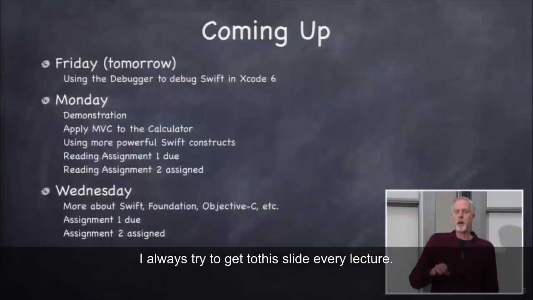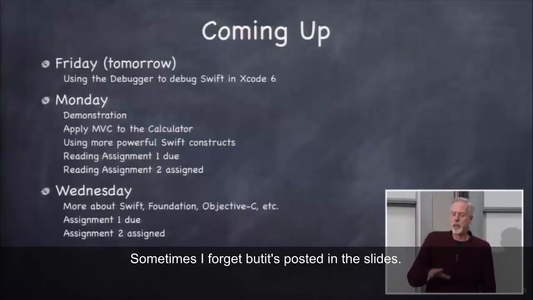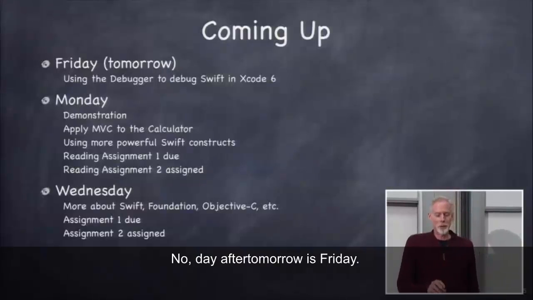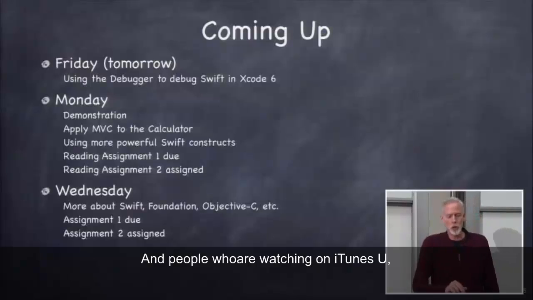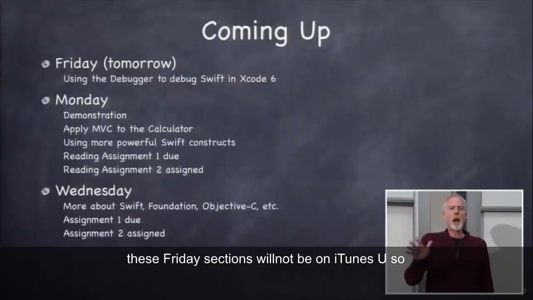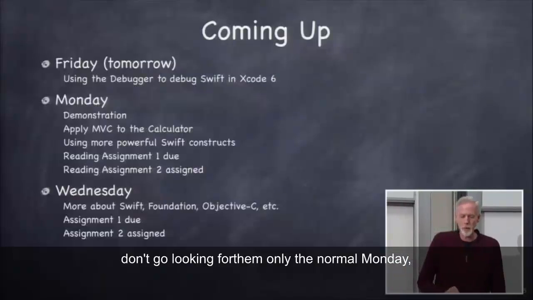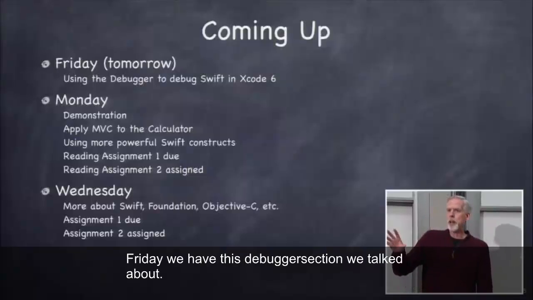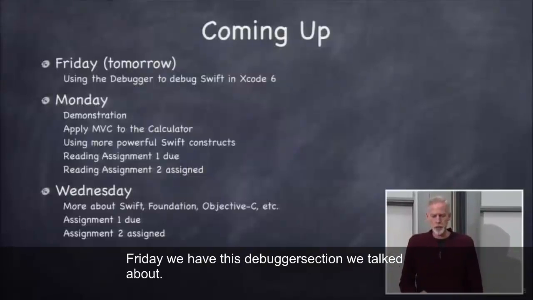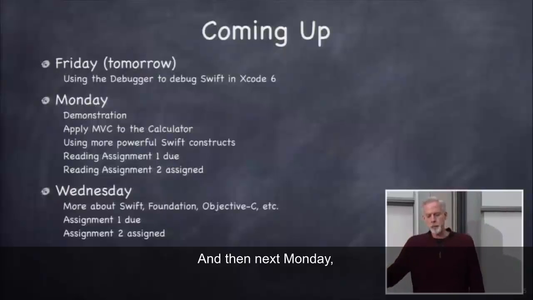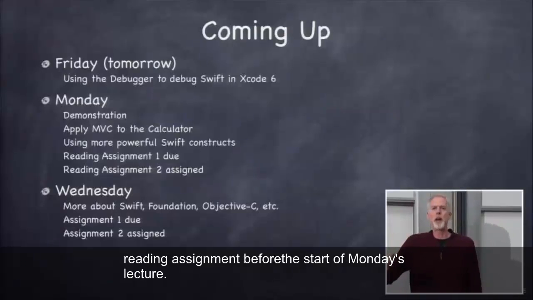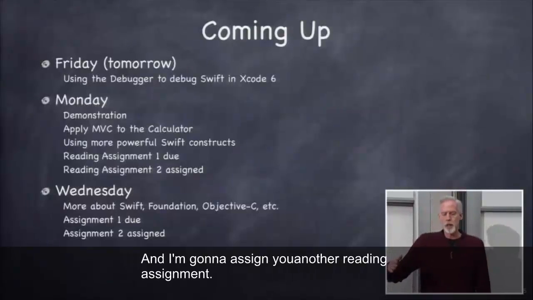So what's coming up? I always try to get to this slide every lecture. Sometimes I forget, but it's posted in the slides. Day after tomorrow is Friday. People who are watching on iTunes U, these Friday sections will not be on iTunes U, so don't go looking for them. Only the normal Monday, Wednesday lectures will be on iTunes U. But for Stanford students, Friday we have this debugger section we talked about. And then next Monday, your reading assignment is going to be due. In other words, you should be done with that reading assignment before the start of Monday's lecture.